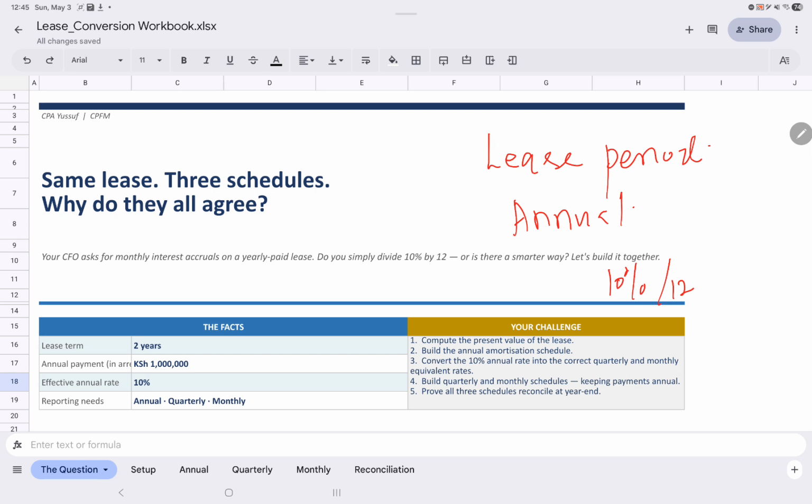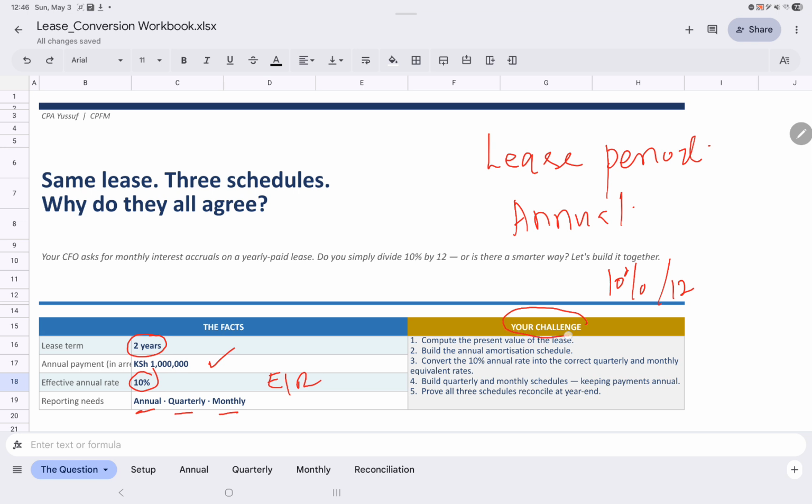These are the facts. The lease term is 2 years. The annual payment is 1 million. The annual rate, the EIR, is 10%. Then you are required to calculate the annual, monthly, and quarterly. And remember, this lease payment is in arrears. Arrears is the lease you pay at the end of the period.